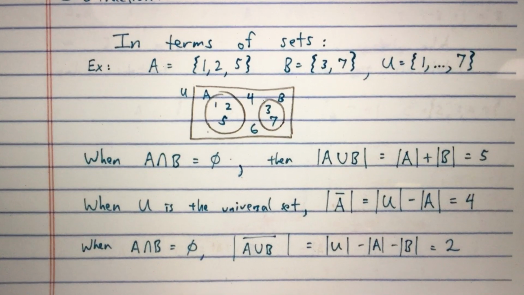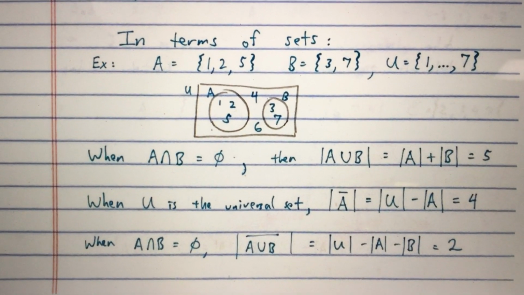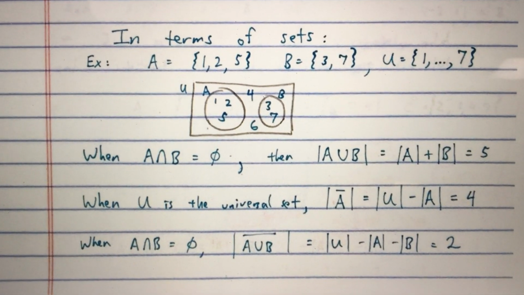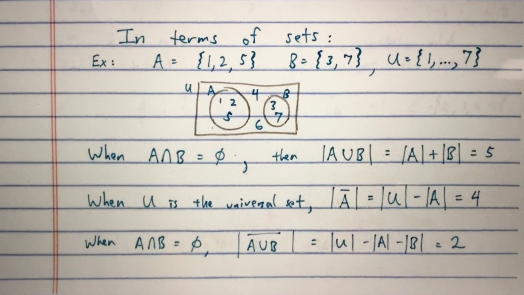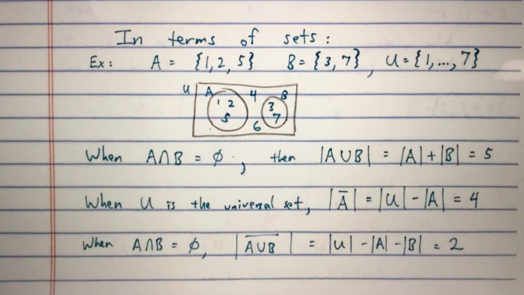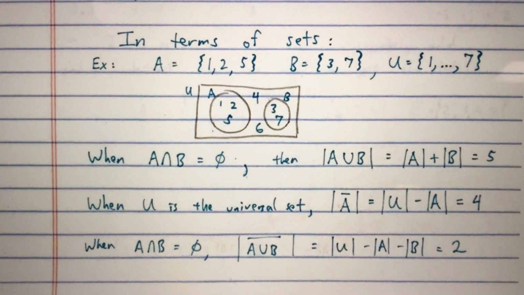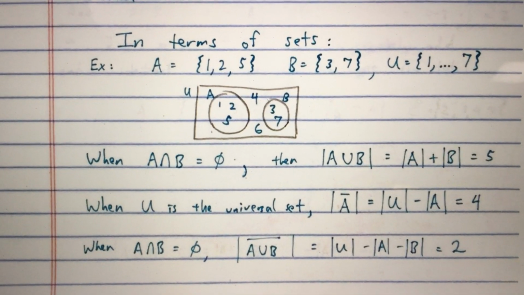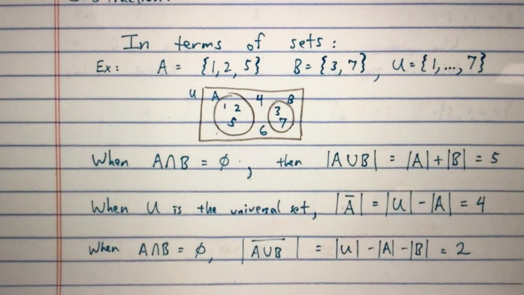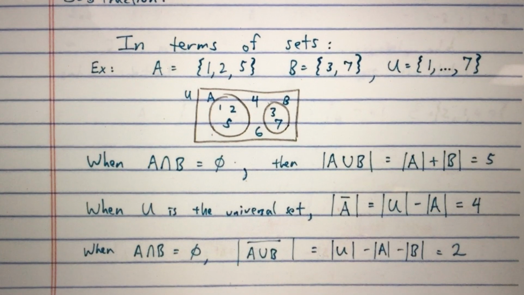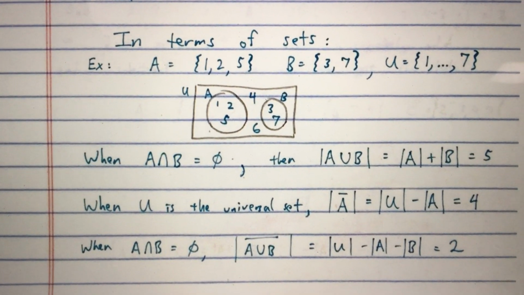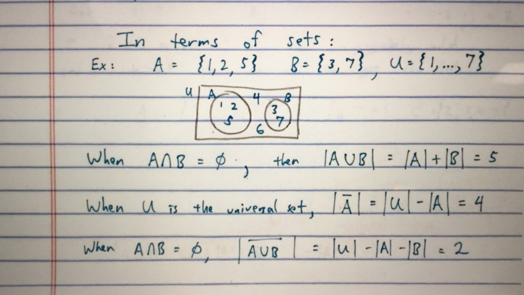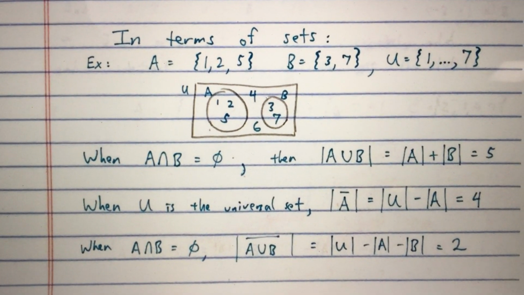Here's a little bit more in depth. When you have the disjoint sets, then if you look at the complement of A union B and you want to count those, putting those two facts together previously means that you can take the number of total items in U and subtract both A and B. It makes perfect sense when you look at the picture, and you end up with the two items that are in the complement of A union B. In this case, that's 4 and 6.